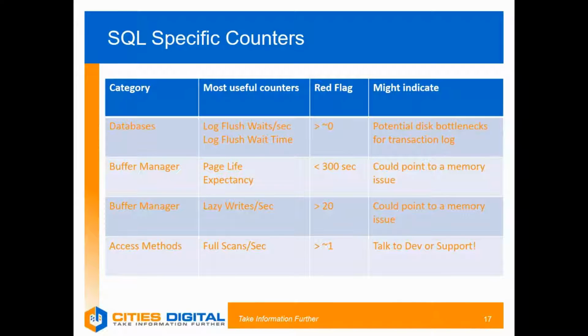So as you can see, there are different categories here: one for databases, the buffer manager, another buffer manager, and access methods. Those counters will be the ones that are listed here, and you can see the red flag metrics and what they might indicate. For databases, it might be potential bottlenecks for the transaction log, which might mean that you need to split the transaction log off onto its own array. For the buffer manager, it could point to a memory issue, not having enough, or that it's not performing well. The other buffer manager also could point to a memory issue.